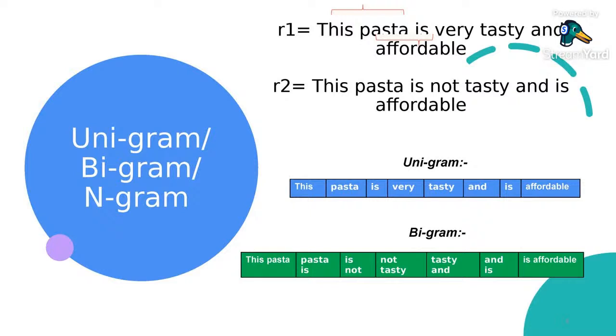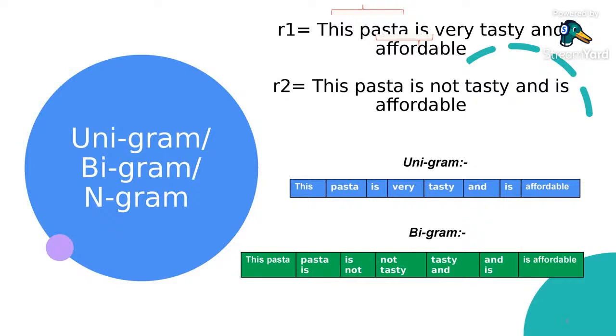If we consider the bigram of any particular sentence, let's say sentence R1, then it would be this pasta, that would be the first bifurcation. Then pasta is not tasty, and likewise. So not tasty is considered as one of the vectors. If you convert this sentence into the vector v1 or v2 as per the R1 and R2 reviews, then not tasty and very tasty will each come under one vector. So here we are able to convey the meaning properly.